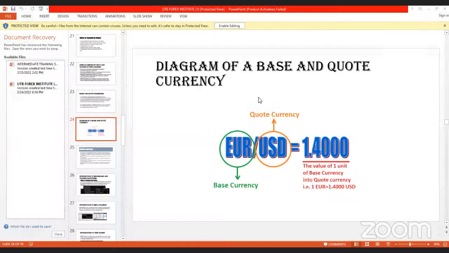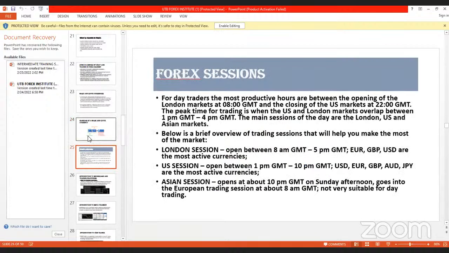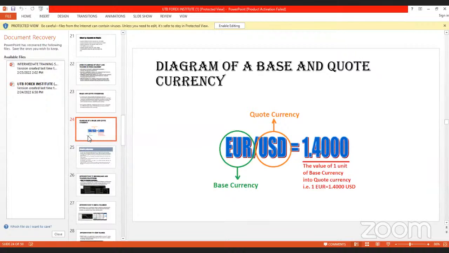Let's look at the next slide. Okay, so that's base and quote currency. So, madam, I hope you understand what we mean. Is it understood? Someone asked me to explain this. Okay, I don't think she's in the room again.